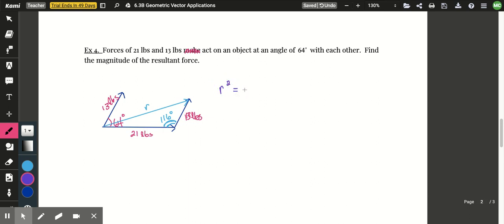So I'd say r squared is equal to 21 squared plus 13 squared minus 2 times 21 times 13 times cosine of 116 degrees. And so then I would put this in my calculator, and of course I'm solving for r, not r squared, so I need to make sure I take the square root. And with that one, when rounded properly, I get 29.144. So my resultant force would be 29.144 pounds of pressure.